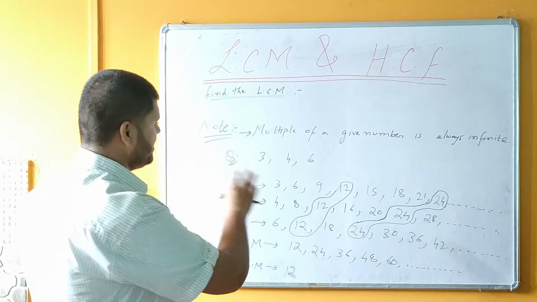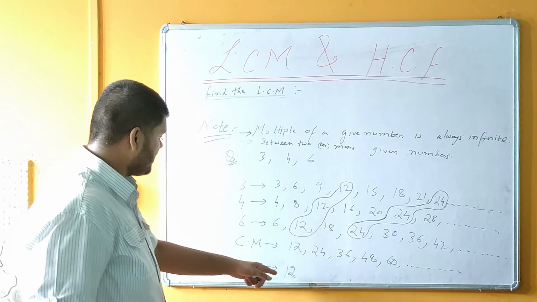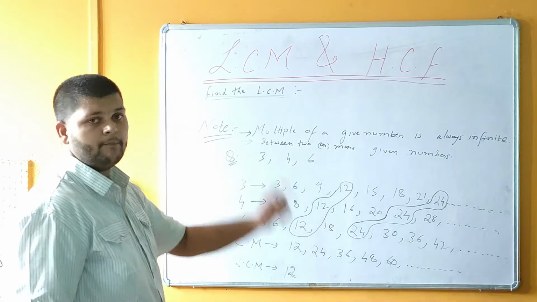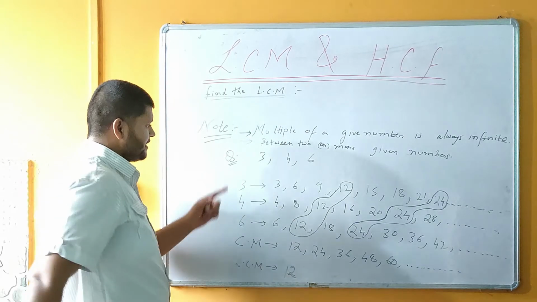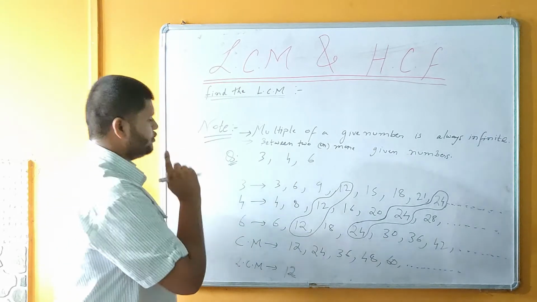I hope you are clear with this example. So this is all about how you can find the LCM of any number of given numbers, if the given numbers are 3 or 4 or 5. In this way you have to proceed.